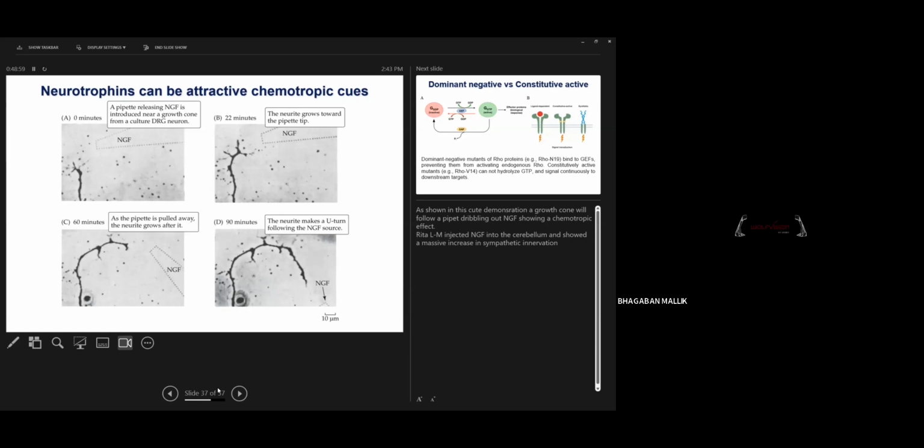After 60 minutes, when they remove this pipette, you might have release of some neurotrophins to this area, so it is again following this area even after removal of the pipette; it can follow the path. So that means the neurotrophins can act as attractive cues for neuronal growth.